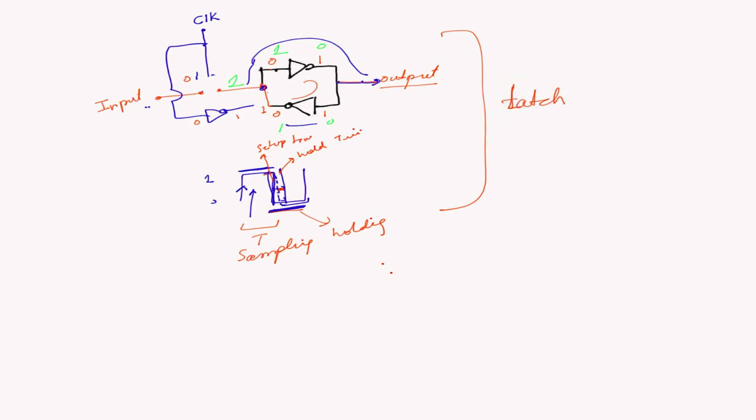Sorry, and its notation is this. So this one, as you've seen, when the clock is 1, it is transparent, so it's an active high latch. And when it is transparent during the negative cycle, we call it a low latch.